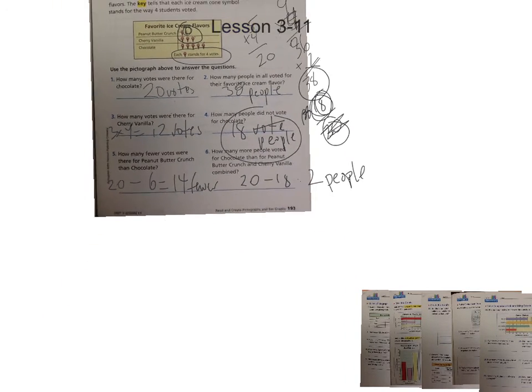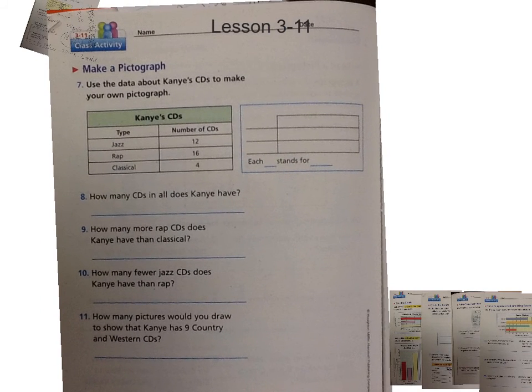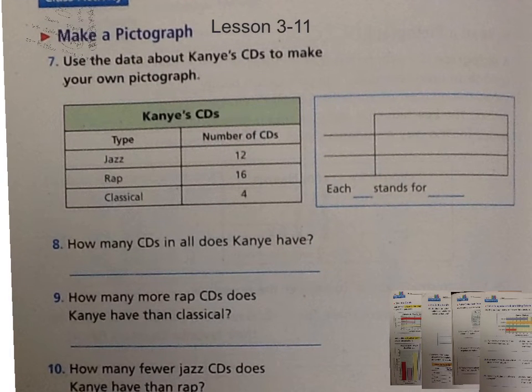Alright, so let's go to the next page. Like I said, I don't want to spend a whole lot of time on all these because they're all a little bit different. Okay, this is where you're going to make your own pictograph. So you're going to use the data about Kanye's CDs to make your own pictograph. I guess I should probably help you out on this one a little bit. You're going to make this jazz, this one rap, this one classical. I'm just going to put class.